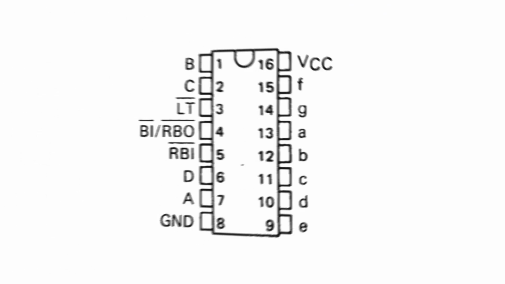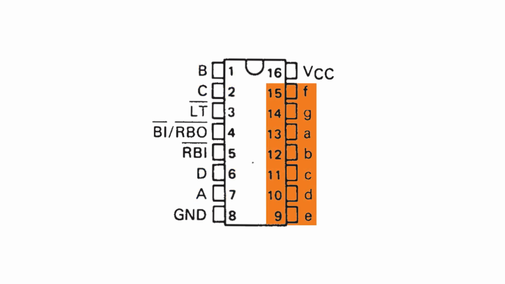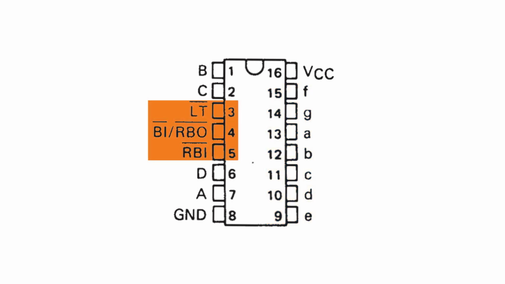Our chip has 16 pins. We're used to seeing VCC, our supply voltage, and ground. On the left, you can see pins 7, 1, 2, and 6 are labeled A, B, C, and D. Those are for the BCD input, 1 pin for each of the 4 digits. On the right, you can see that pins 9 through 15 are labeled lowercase a through g. These are the 7 outputs, 1 for each segment of our display. We'll get into pins 3, 4, and 5 later.